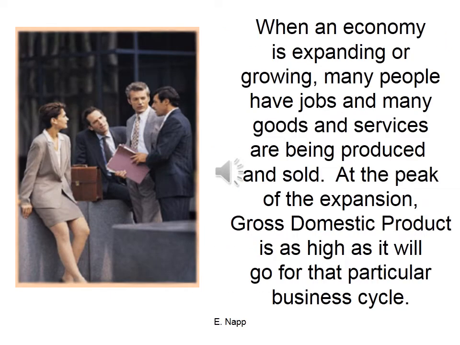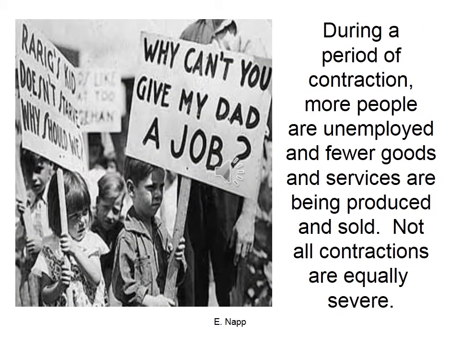When an economy is expanding or growing, many people have jobs and many goods and services are being produced and sold. At the peak of the expansion, gross domestic product is as high as it will go for that particular business cycle. During a period of contraction, more people are unemployed, which means that they are not employed or jobless, and fewer goods and services are being produced and sold. Not all contractions are equally severe.